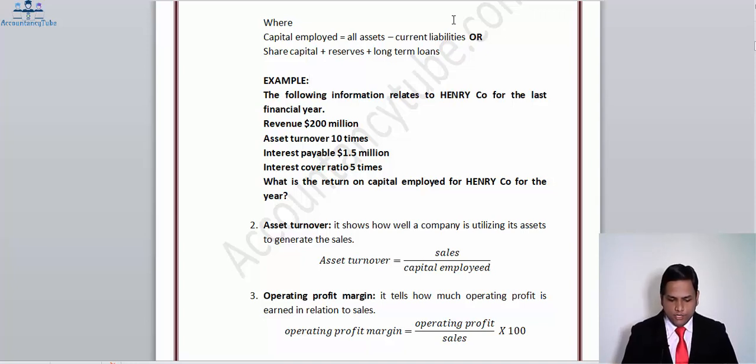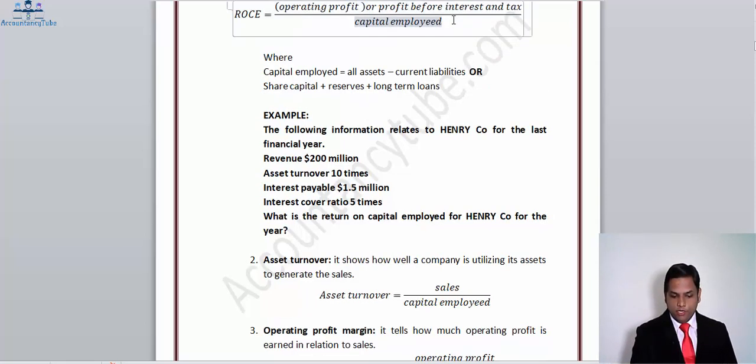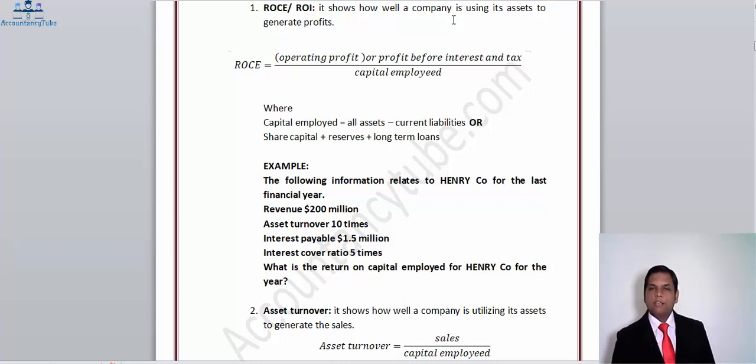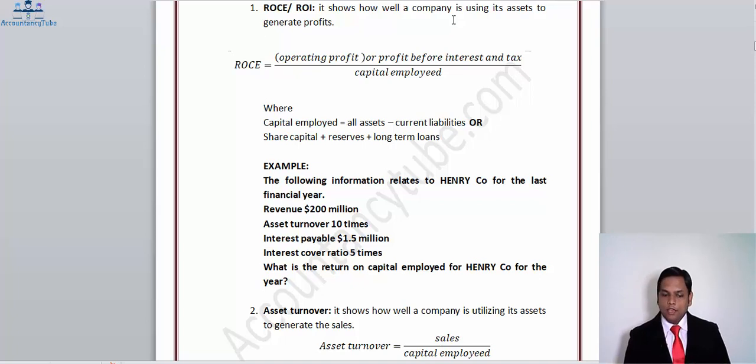Now, if you look at the data, we are to compute return on capital employed or ROCE. For this purpose, we need, as we already know, if you look at the formula above, profit before interest and tax divided by capital employed. Neither are we given profit before interest and tax, nor are we given capital employed. So how are we going to solve this? We will solve that via other ratios.